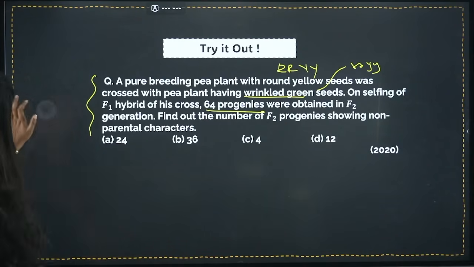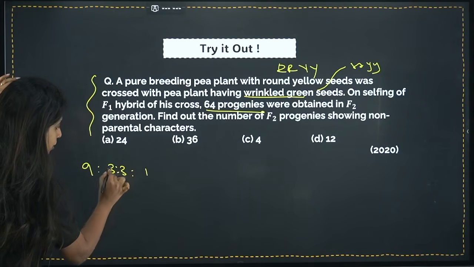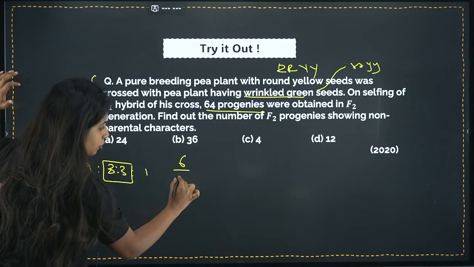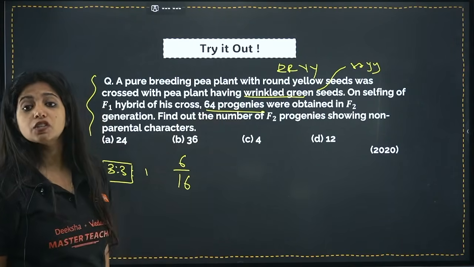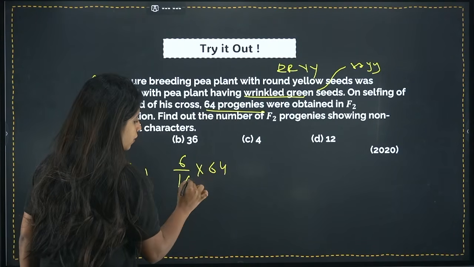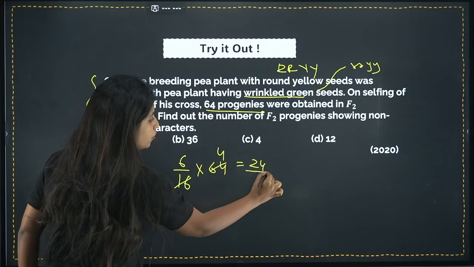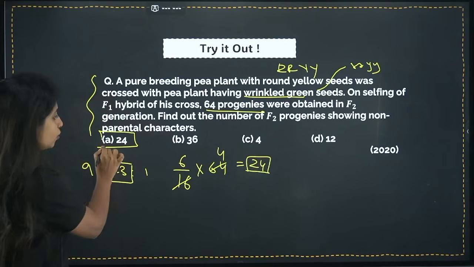Any idea? Listen. We studied about the 9:3:3:1 ratio, and we studied 6 of them out of 16. Okay, 6 out of 16 are what? Non-parental ones. Here you have to find it out of 64. So you basically do 6 out of 16 into 64. When you do the calculation, 6 into 4 is equal to what? 24 of them. 24 out of 64 progenies are going to show the non-parental character.